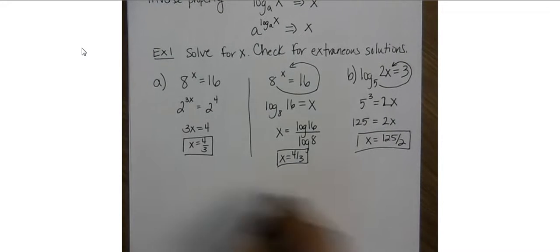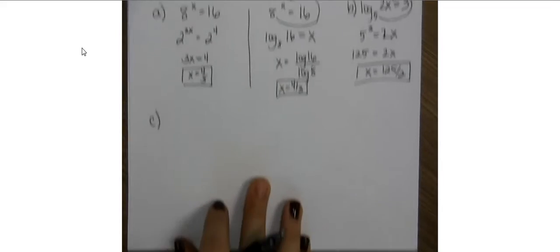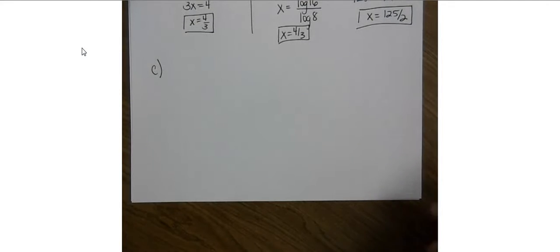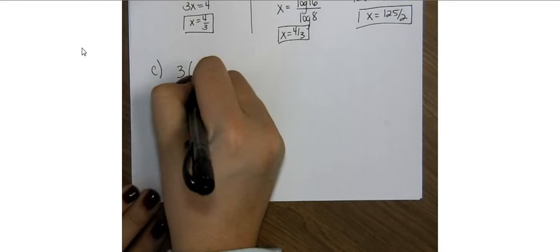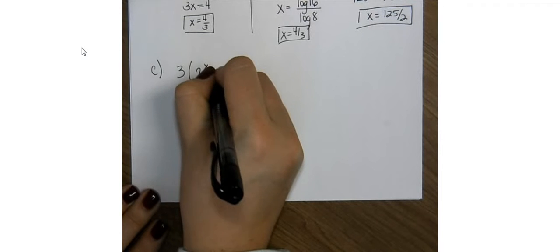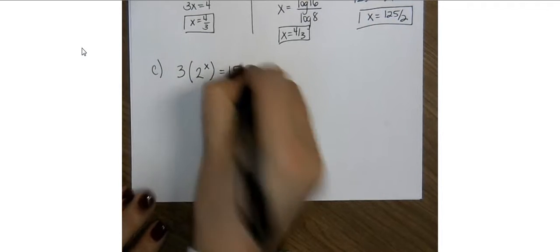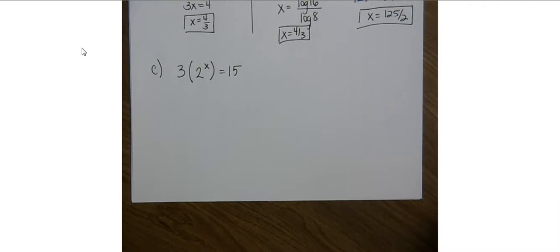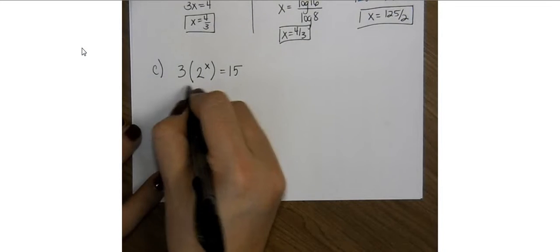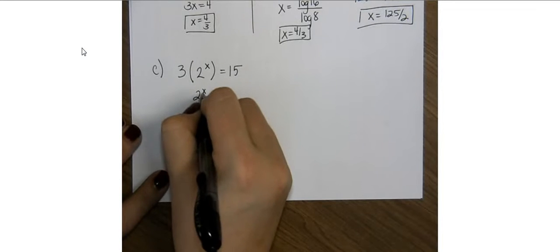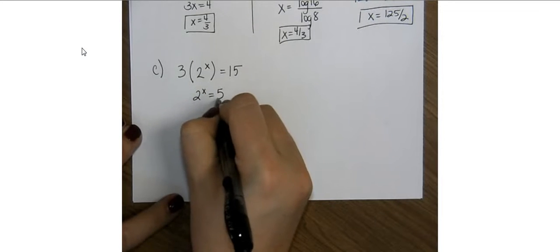All right, here I have 3 times 2 to the x equals 15. Before you do anything, you always want to make sure that you isolate the exponential or the logarithmic piece of the function. In order to do that, I should divide by 3 first. So I'm going to divide both sides by 3, and that gives me 2 to the x equals 5.